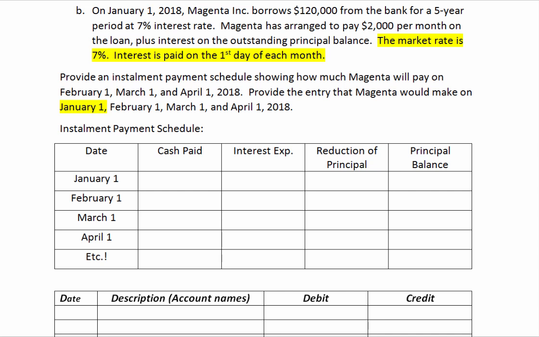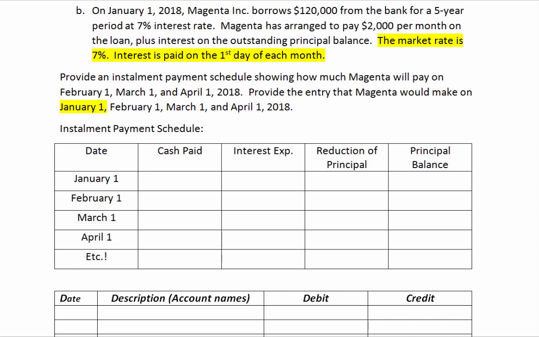That's at the end of the first year. At the end of the first year, in the first example, they still owed $120,000. But here, because they're going to pay $2,000 per month from the $120,000, by the end of the first year, they will have paid off $2,000 times 12, which is $24,000. And that'll mean 96,000 is outstanding at the end of the year.